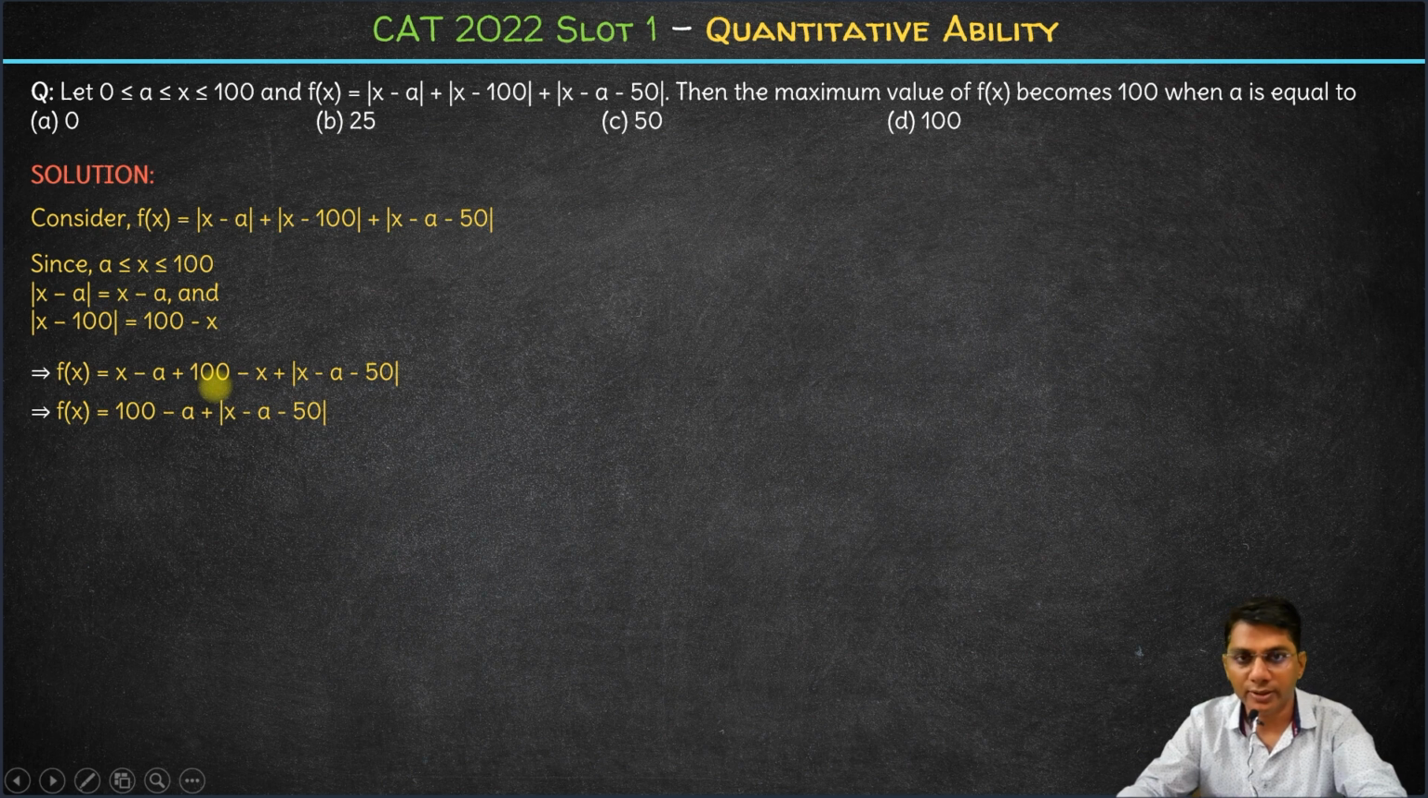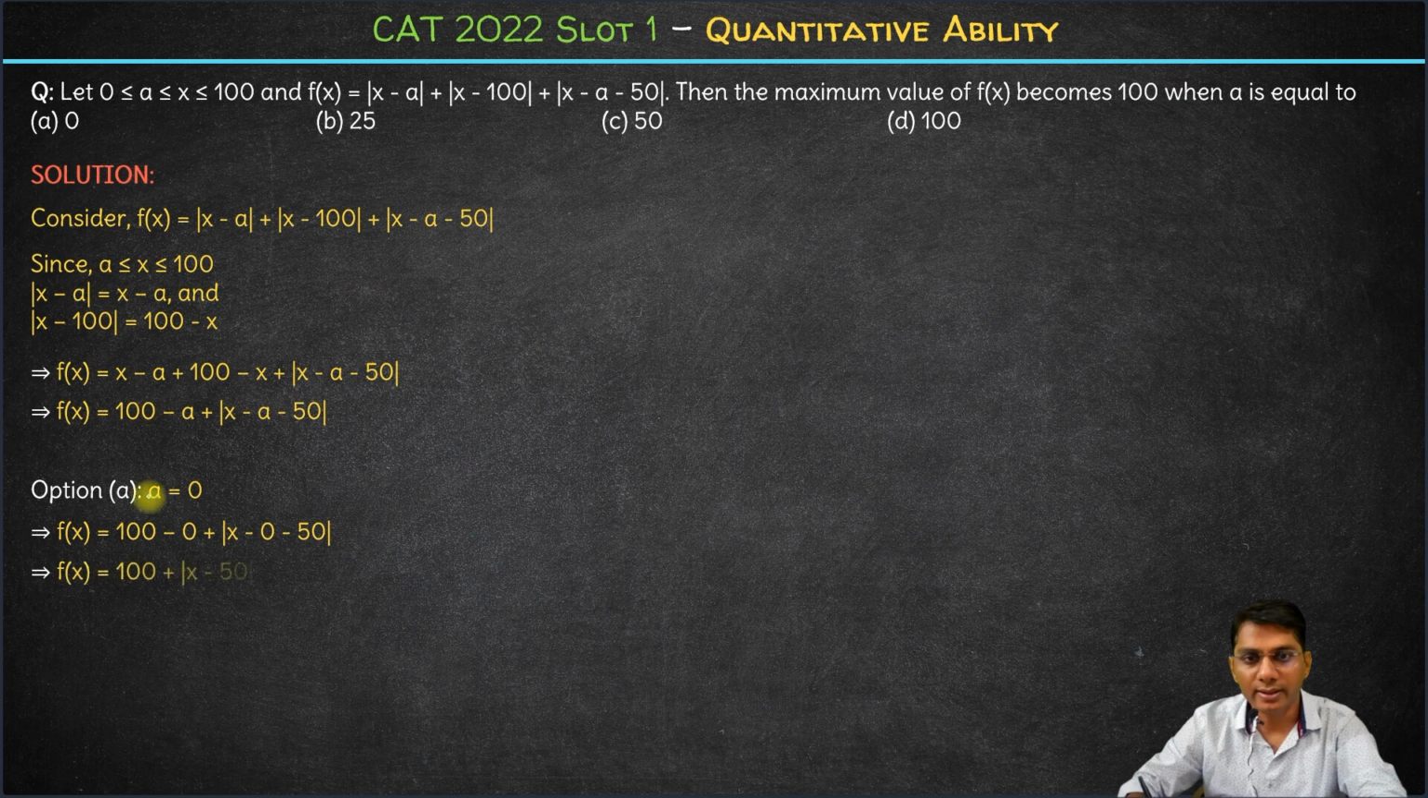So let's start with option A, which is 0. If a is 0, f of x becomes 100 minus 0 plus mod of x minus 0 minus 50. So this becomes 100 plus mod of x minus 50. Now let's see, is the maximum value of this function 100, or can it be greater than 100 or less than 100? What all values can it take? x has to be greater than or equal to a, which is 0, and less than or equal to 100. So x can be any value between 0 and 100.